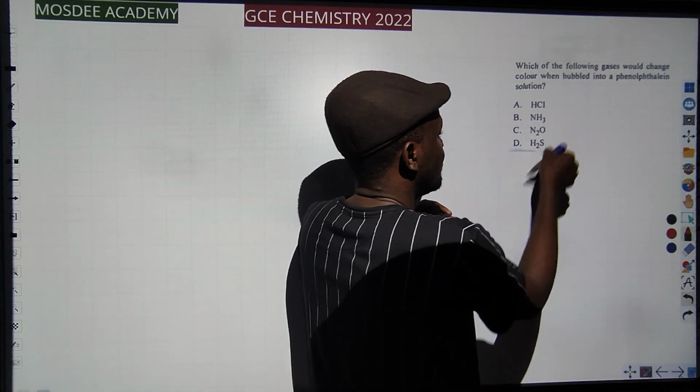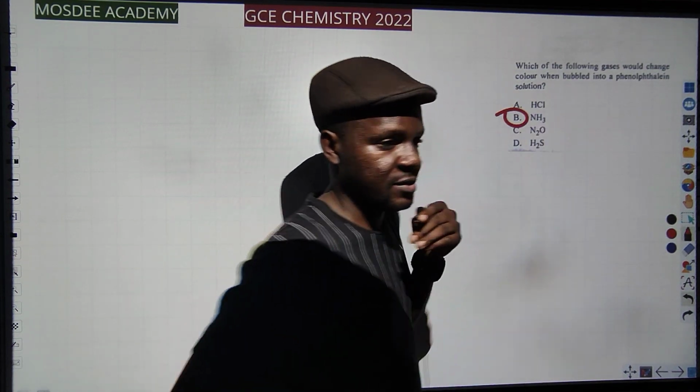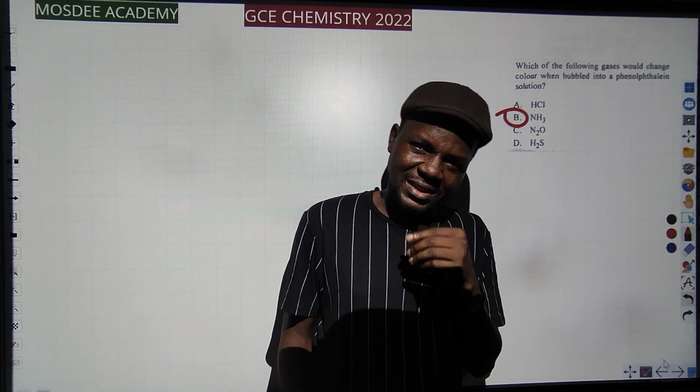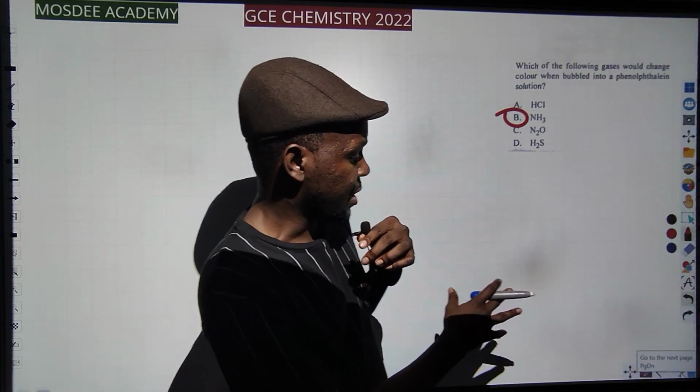Which of them is a weak base? Which of them is a base? Ammonia is a base. Do you see? Chemistry is so simple. So guys, I think that there's one more.